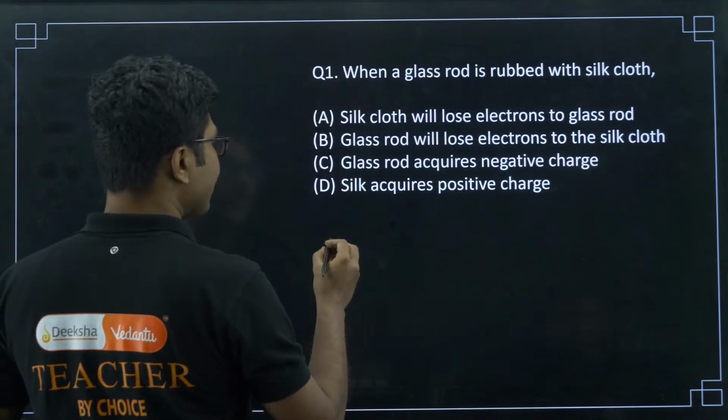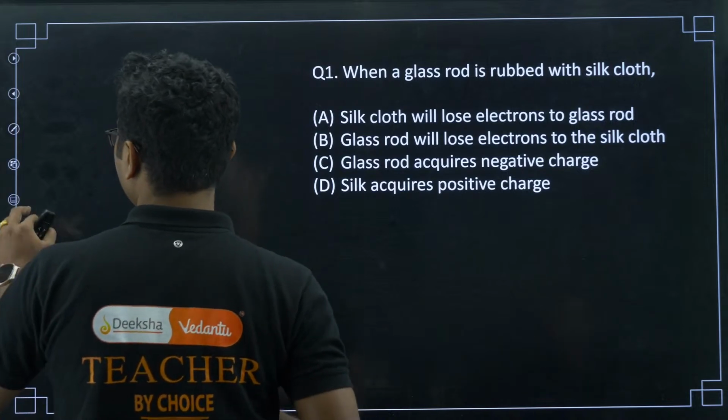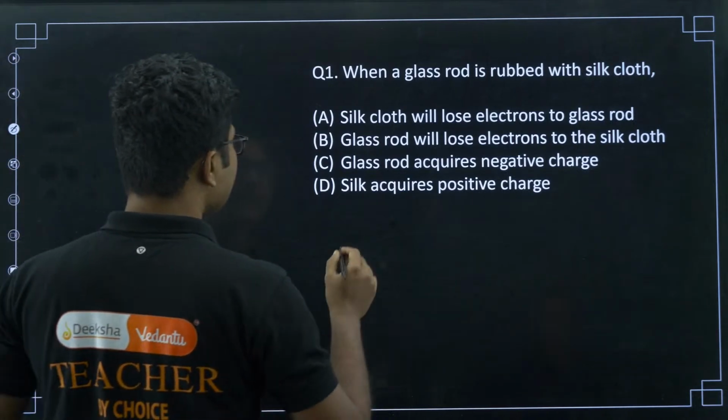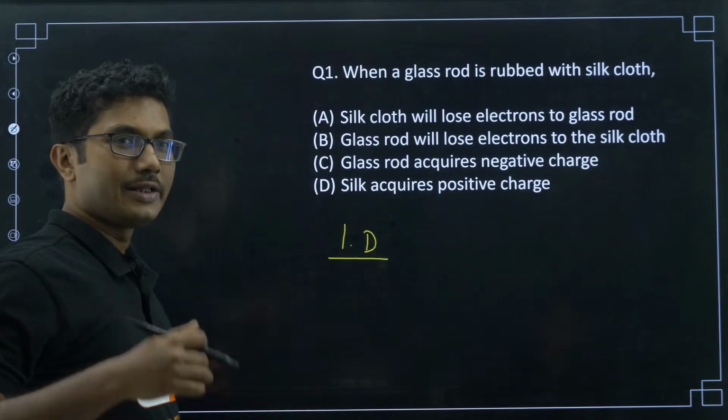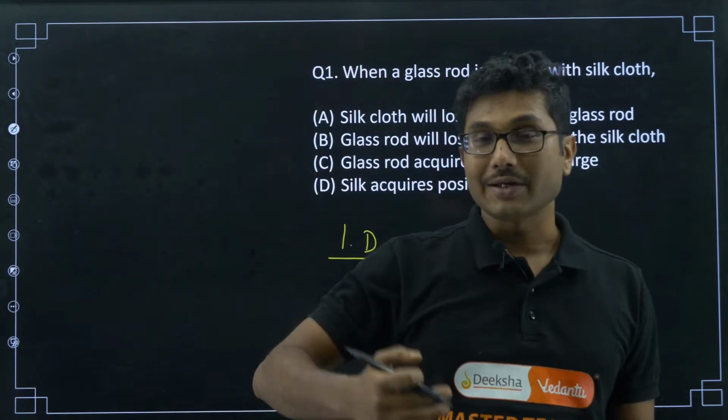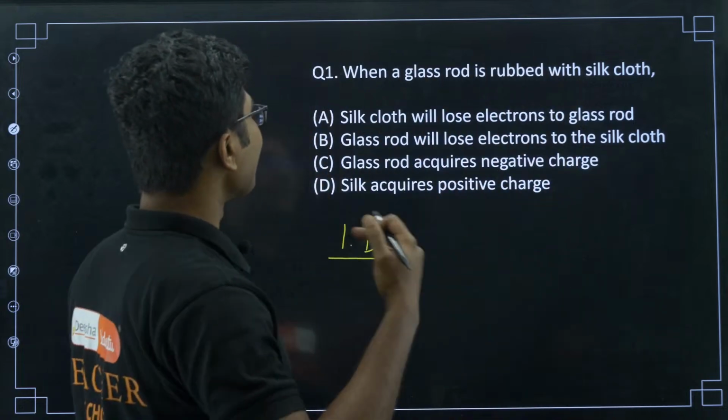So, if you are answering this question, suppose question number 1 and the correct answer is say option D, you have to mention 1D in the comment so that I can read and check if you are correct or not. So, let me read the question first.